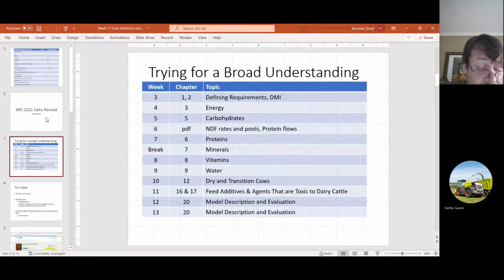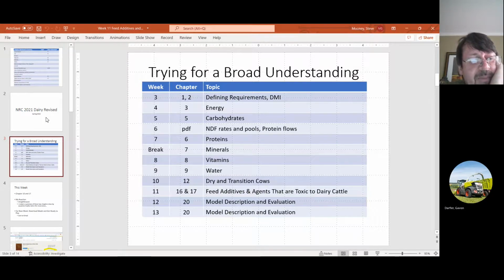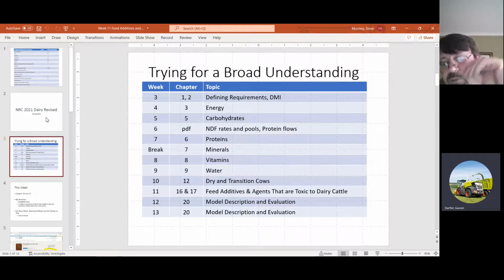So I emailed you a page yesterday that has the place where you can download the NRC model for free. I guess I'll go over that in a second. Did you have a chance to do that or not? No, I just saw it and I didn't get to click on the link.